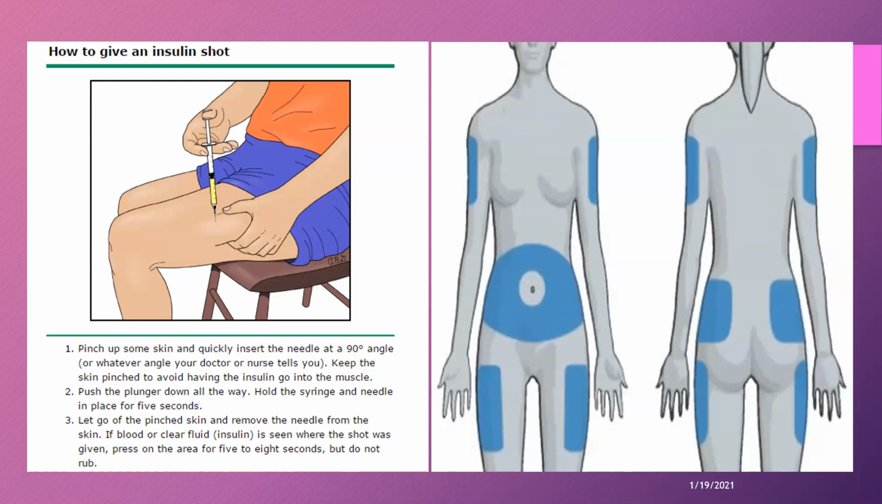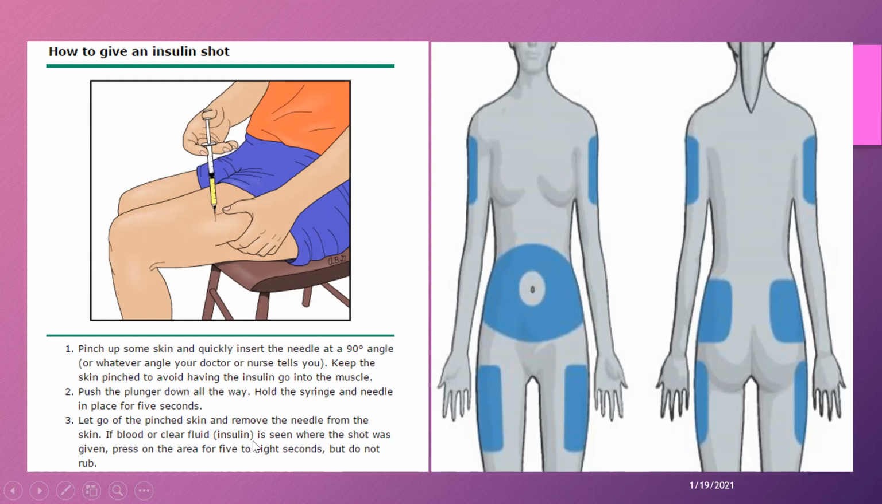Here you can see the picture which shows how to inject, how to give an insulin shot. So pinch up some skin and quickly insert the needle at a 90-degree angle, or whatever angle your doctor or nurse tells you. Keep the skin pinched to avoid having insulin go into the muscle. So you have to keep it in the subcutaneous part of the tissue. Push the plunger down all the way, hold the syringe and needle in place for 5 seconds, let go of the pinched skin and remove the needle from the skin.